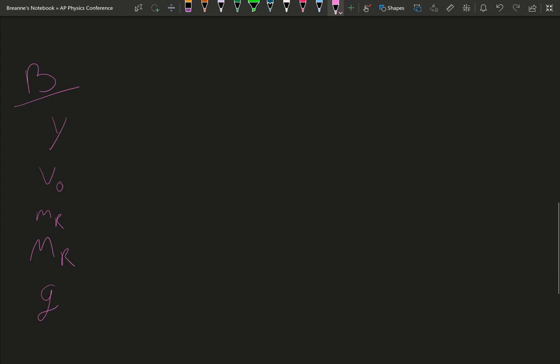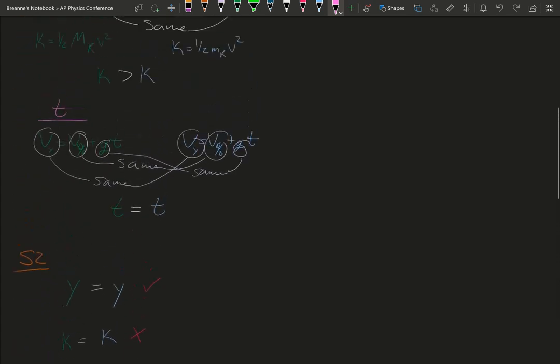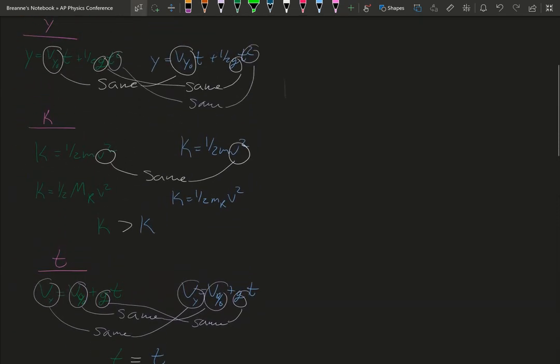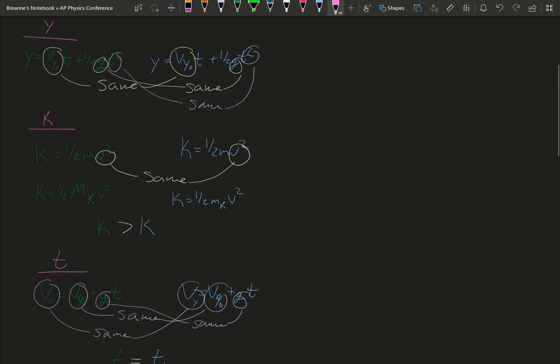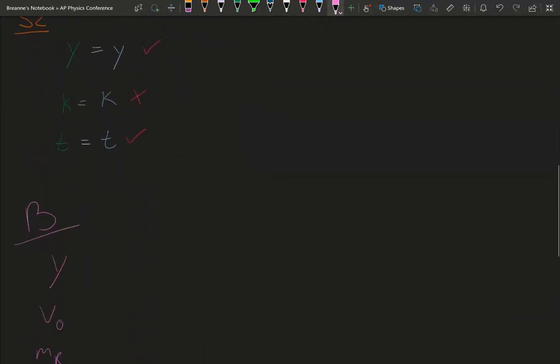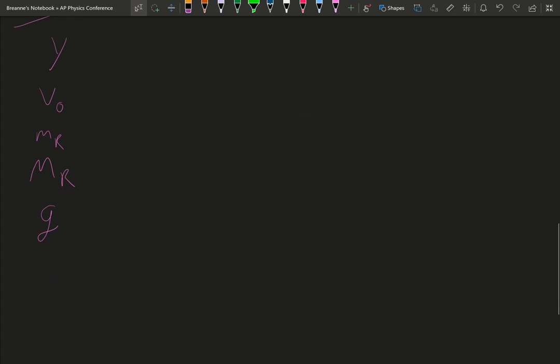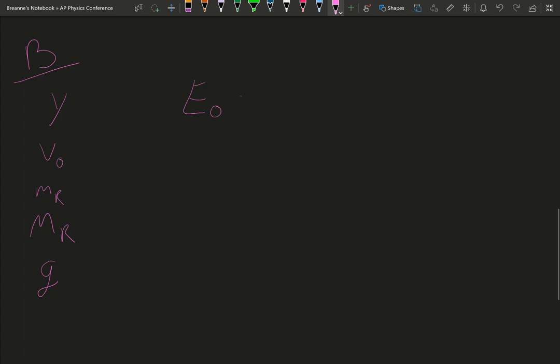Now, if you're looking for velocity, masses, and gravity, we can't use our 1D motion equations like we did up here. That doesn't work. So we know we can't use that equation. Hopefully, when you see velocity and masses and gravity, you think energy. So we've got to use our energy equations. We've got to think about our initial total energy and our final total energy. We've got to compare the two.